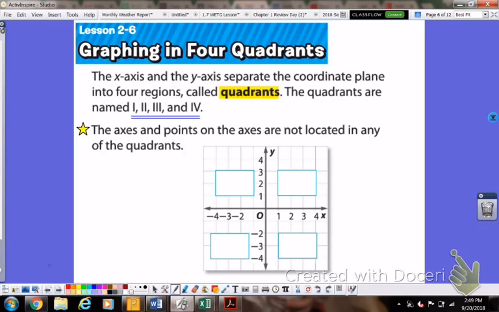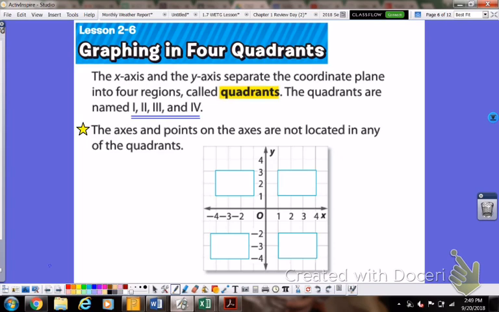Here we go with lesson 6 from chapter 2. This is the last lesson of this chapter, so your test will be coming up soon. We're going to be talking about graphing in the 4 quadrants. This should mostly be a review from chapter 1, so it should be a quick and easy lesson. We read through this here.